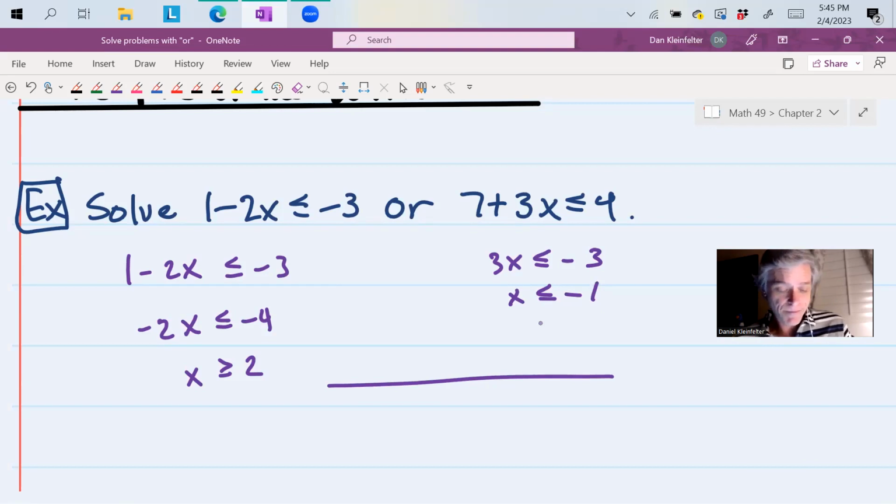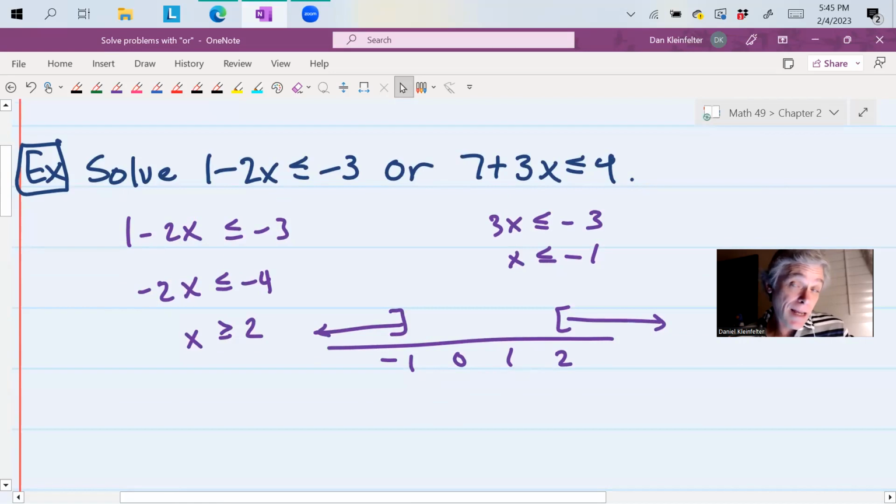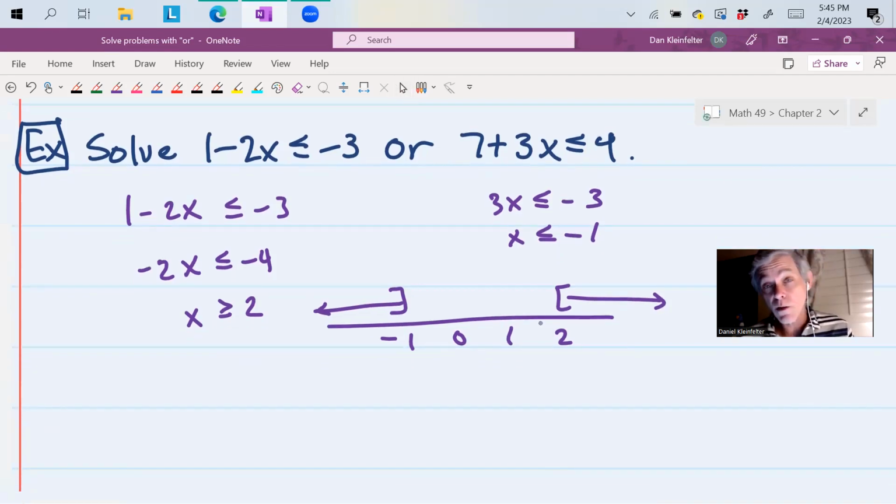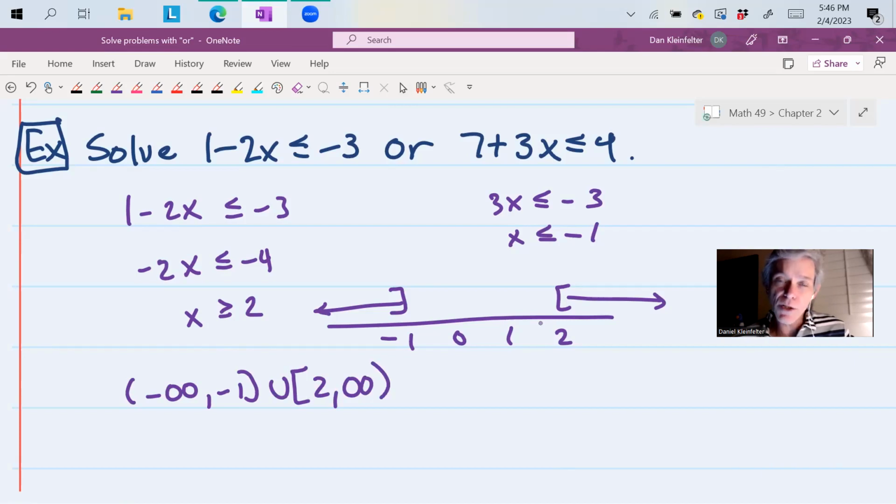Okay, again, a picture to go with this. We'll have -1, 0, 1, 2. In the first inequality, we had x's that were 2 or more. And then in the second inequality, we had the x's that were less than or equal to -1. So if this problem was and, then the answer would be no solution because there's no x's that fit in this one and that one. But here we're looking for the x's that fit one or the other. So this will be -infinity to -1 union 2 to infinity. So we use this union symbol to join together the two intervals when they're separated like that.